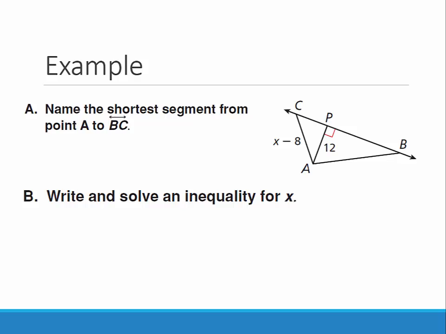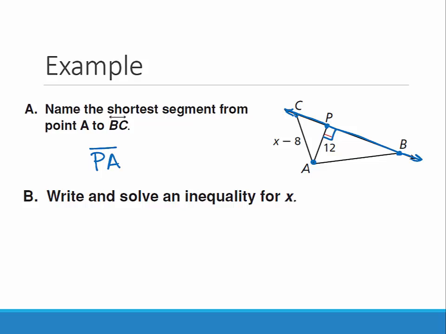So, name the shortest segment from point A to line BC. We have this line here, BC, and we have a couple segments: from A to C, from A to P, and from A to B. So the shortest one, by that definition, has to be the one that's perpendicular. So the shortest segment is PA.